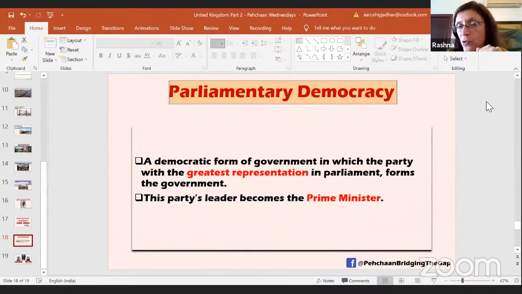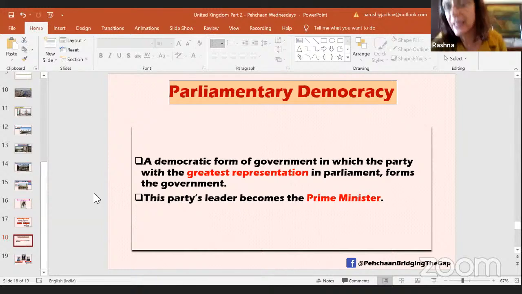Excellent, Muskan. So I hope everybody has understood. Okay, the same system is followed in India, correct? The exact same system is followed in India, except our houses of parliament are called Lok Sabha and Rajya Sabha, as Muskan and Vicky told us. Their houses of parliament are called House of Lords and House of Commons. That's the only difference, correct? And then we have a prime minister like they have a prime minister, correct?